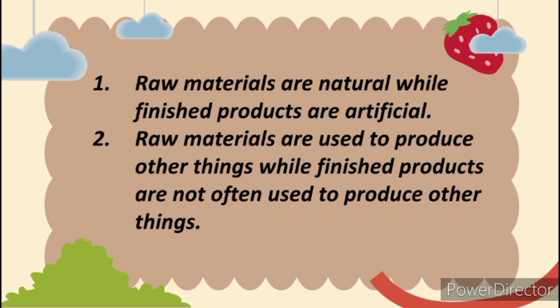Another difference is that raw materials are used to produce other things, while finished products are not often used to produce other things. Raw materials can be used to produce different things, like we use cocoa for producing chocolate, we use leather for producing shoes and bags, but finished products are meant for our usage. These are the differences between raw materials and finished products.